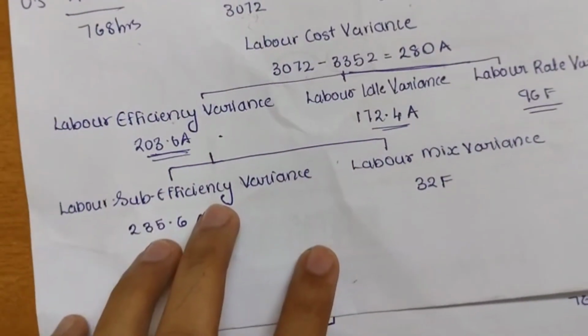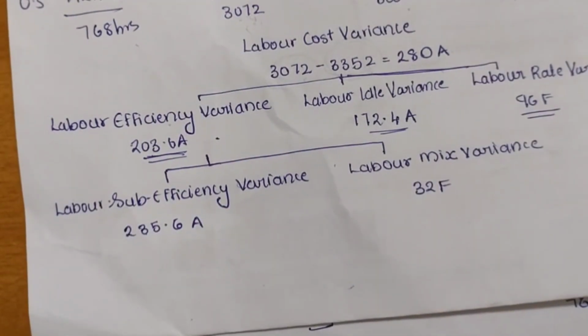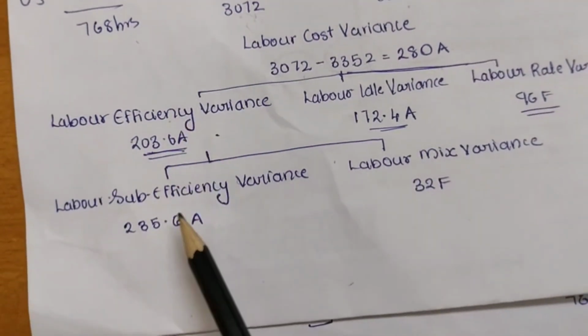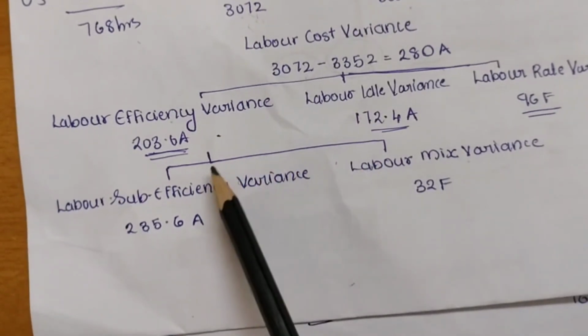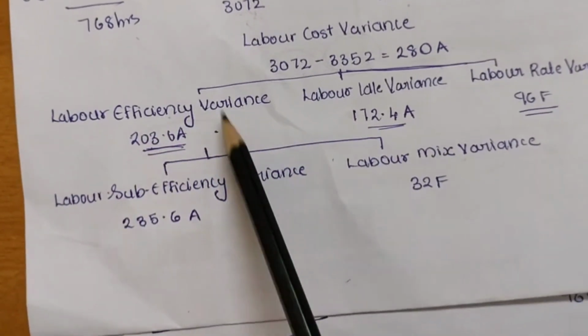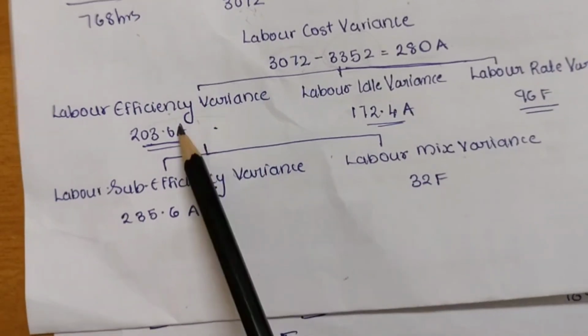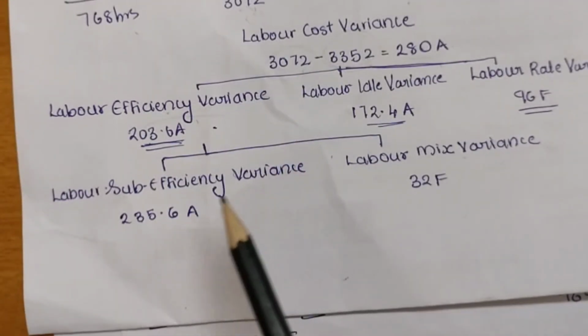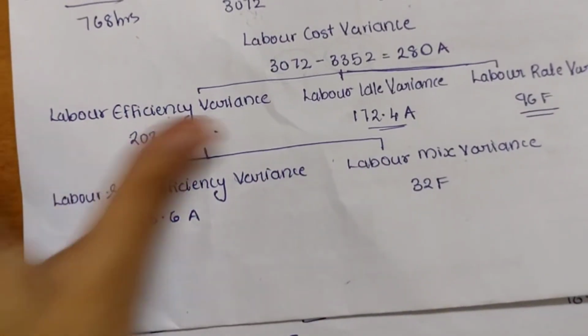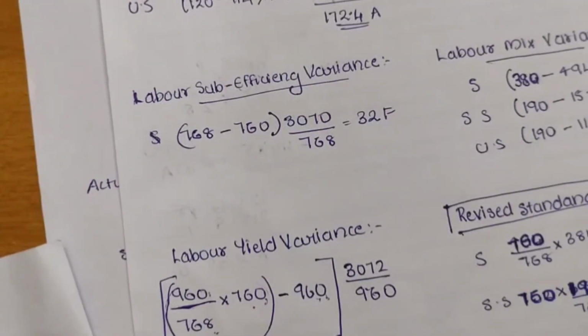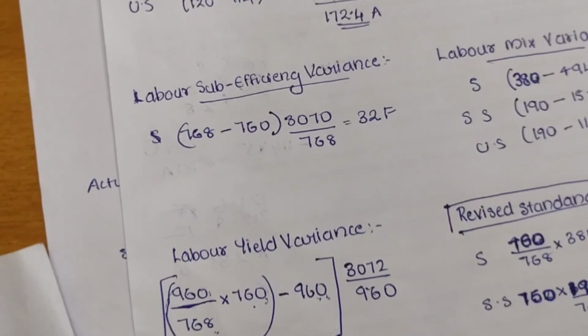As I've told you, we have to consider actual hours worked for labor sub-efficiency variance and labor mix variance, because both are branches of labor efficiency. We are considering actual hours worked in labor efficiency, thus we also have to consider actual hours worked for both of these. Okay. So now we are going to calculate sub-efficiency variance. For that, there is a formula.